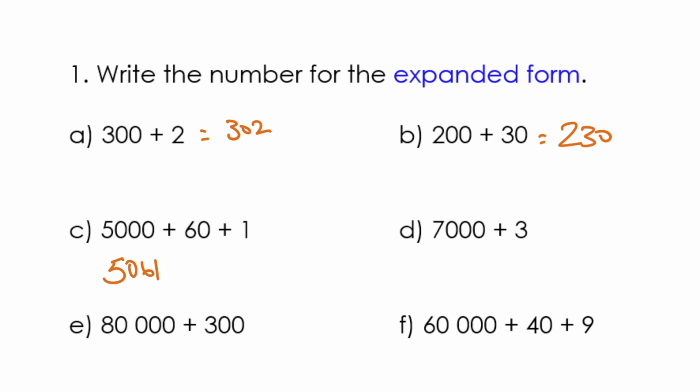So the hundreds column has to stay empty. This one here, it's missing hundreds and tens. So you have to put zeros there and just a 3. This one here, E, is missing thousands, it's missing tens, and it's missing ones. So we have 80,300.